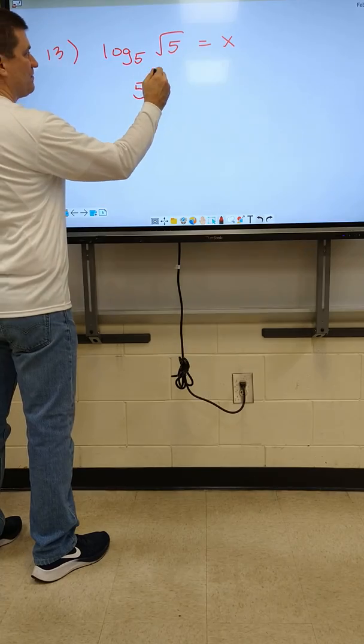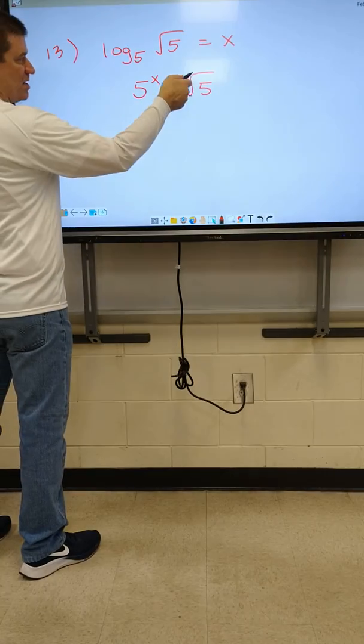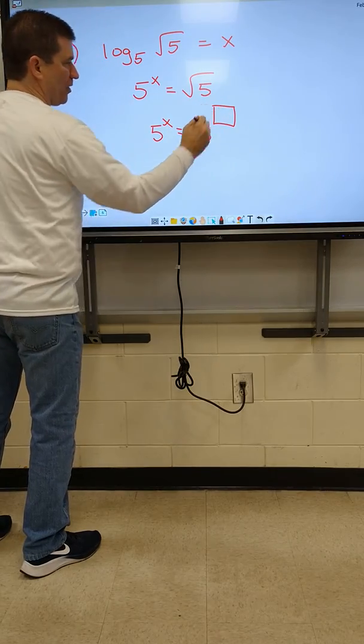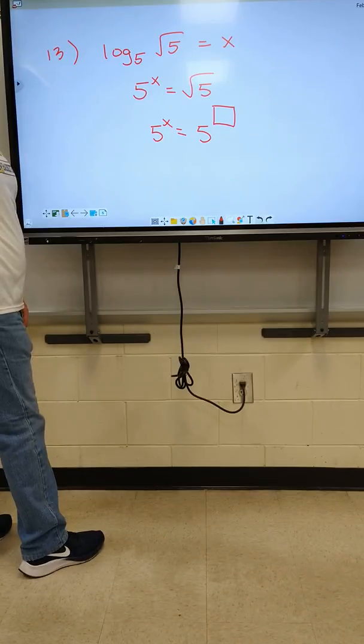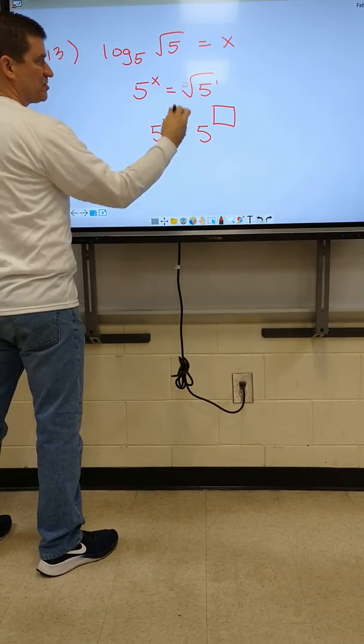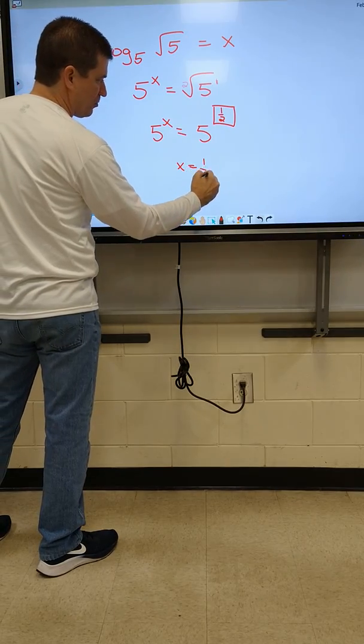Alright, so we got 5 to the x equals square root of 5. Now, who can remember how to change that square root of 5 into a 5 with some exponent? What's it going to change into? Y'all remember? 1/2. That's an understood 1, that's an understood 2, so it's 1/2. So that makes your answer just x equals 1/2.